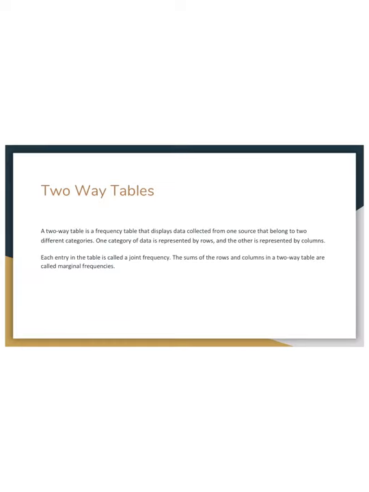To begin with, a two-way table is a frequency table that displays data collected from one source that belongs to two different categories. One category is going to be represented within your rows, and the other can be represented within your columns. Each entry in your table is called a joint frequency. And the sums of each row and column are called marginal frequencies.